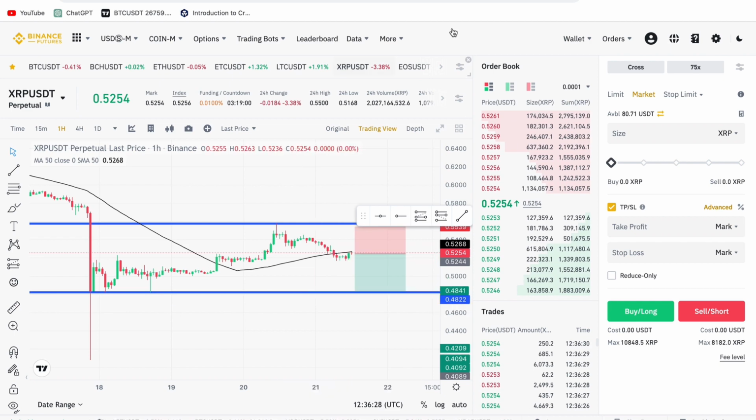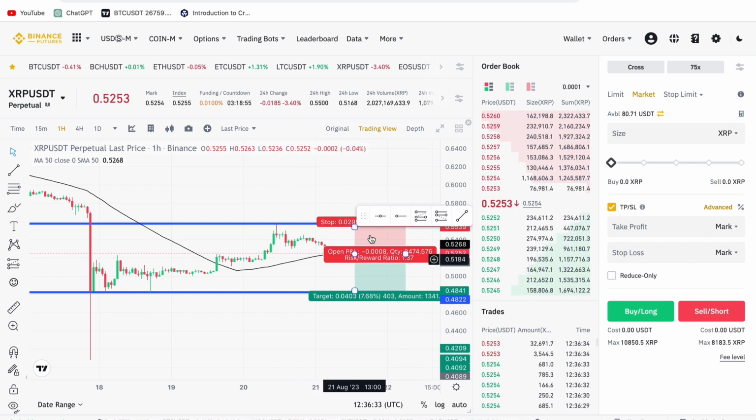Okay. So this is how you enter the trade, how to add your support and resistance zones.